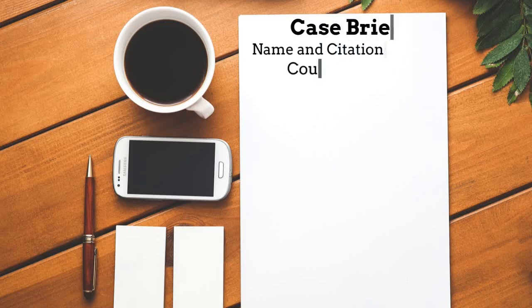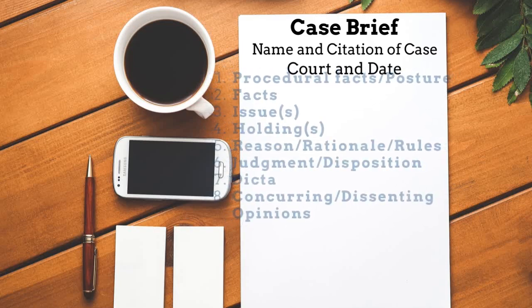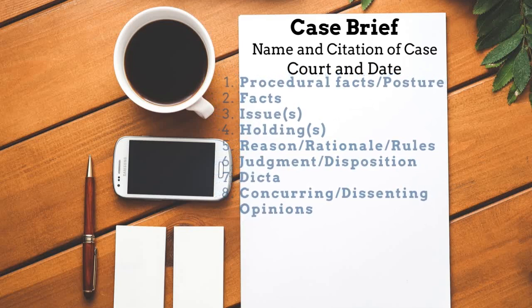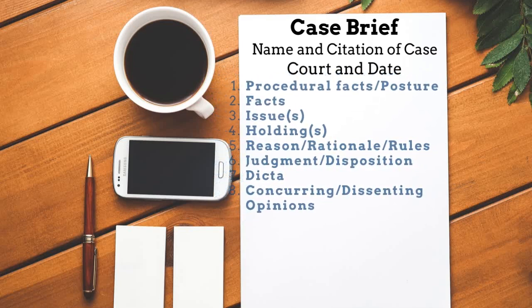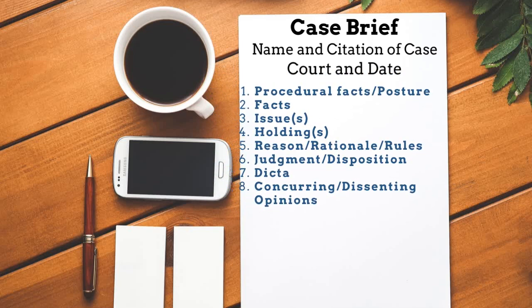After you've read the case at least once, maybe more than once if the case is particularly complex or lengthy, or if you're just getting started, now you can get out your pens, pencils, and highlighters. You're now in the active reading and note-taking phase of reading a case. Since you're familiar with the case from your first read-through, read the case again and start to highlight and make notes in the margins for the following information: name and citation of the case, court and date, procedural facts and posture, facts, issues, holdings, reasoning or rationale or rules, judgment or disposition, dicta, and concurring or dissenting opinions.